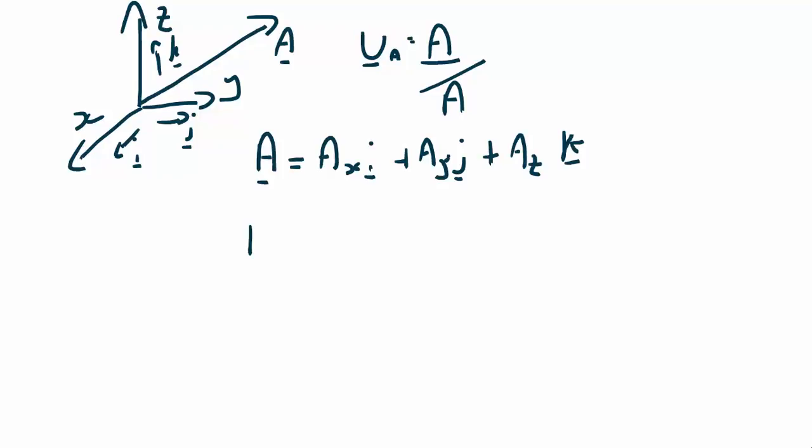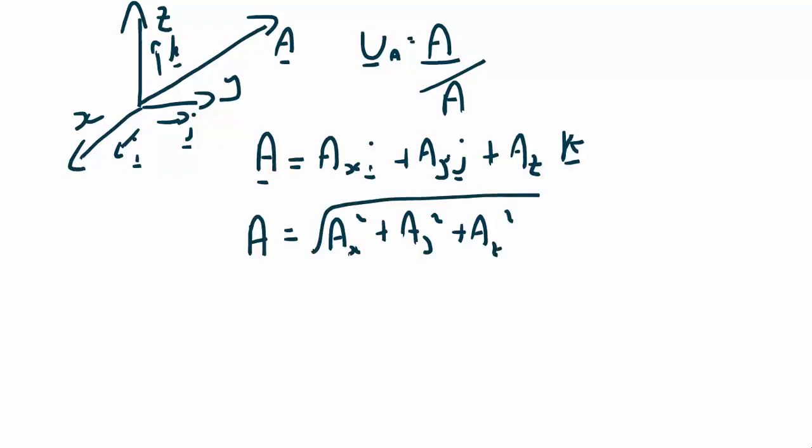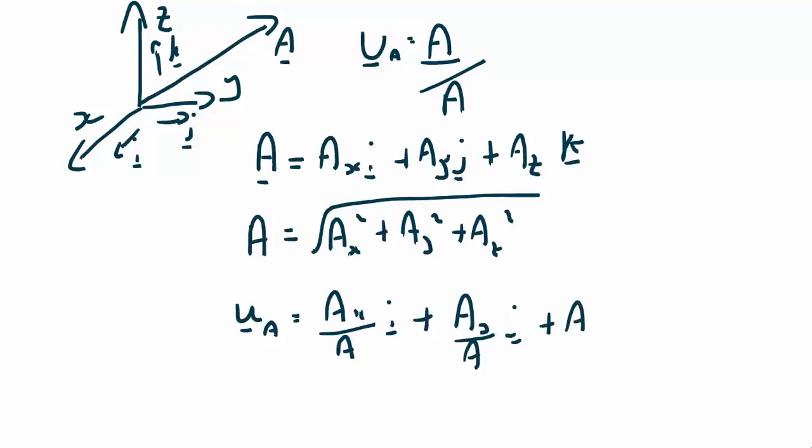then the magnitude of that using Pythagoras will be that. And we can then go on to find our unit vector as, so we've defined our unit vector if we were given some dimensions.